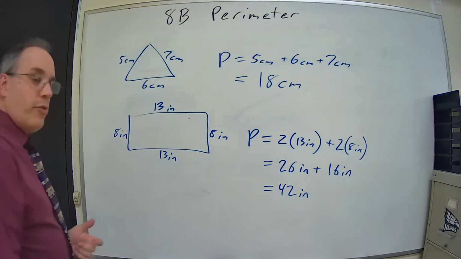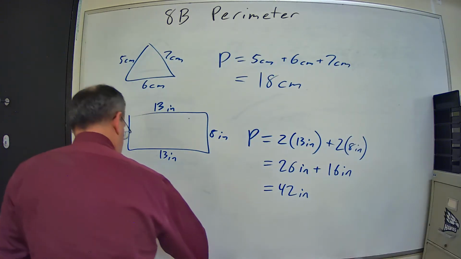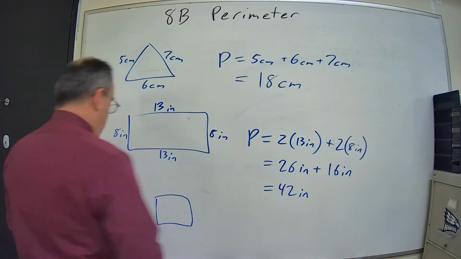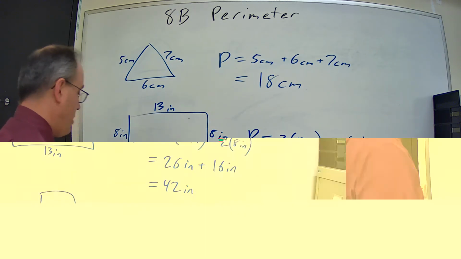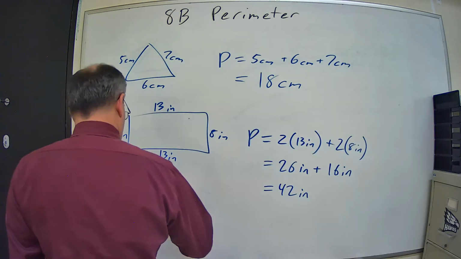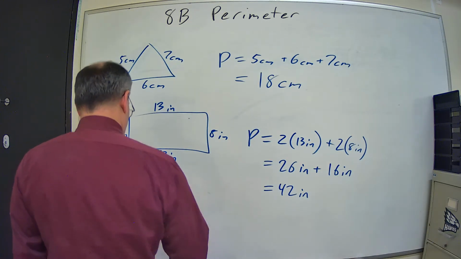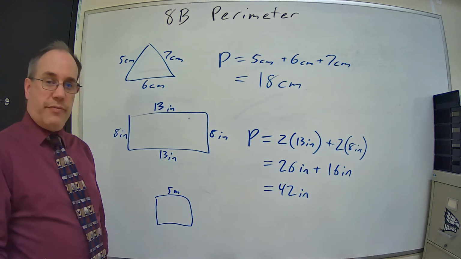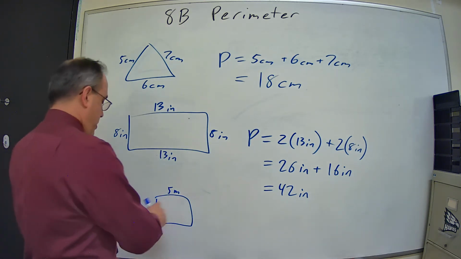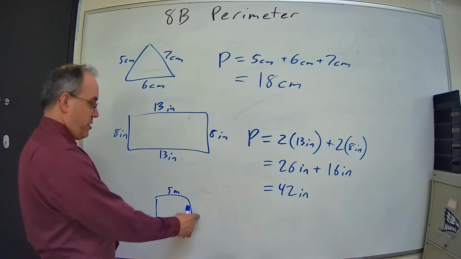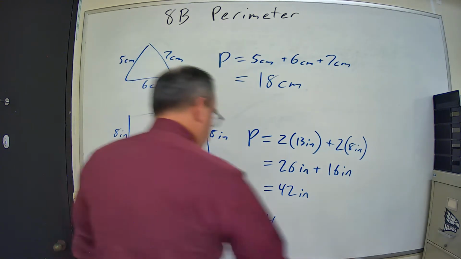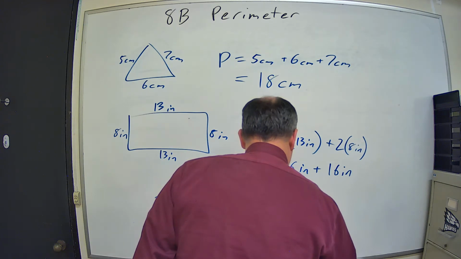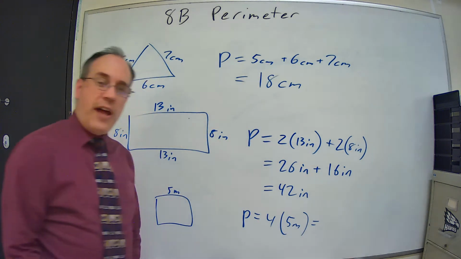Well, what about the perimeter of a square? I think we can squeeze that in right here. Assume that my angles are actually right angles and these sides are all the same length. Let's say that the length of a side is 5 meters. Well, if that side's 5 meters, then this one's 5 meters, and this one's 5 meters, and this one's 5 meters. Perimeter is equal to 4 times the length of a side, 5 meters. 4 times 5 meters is 20 meters.